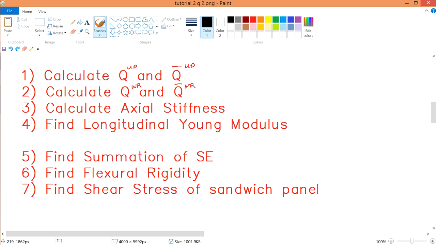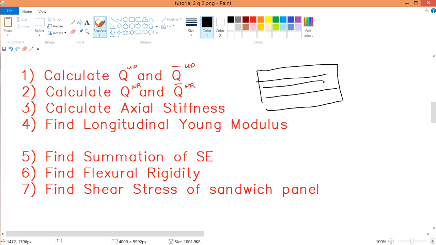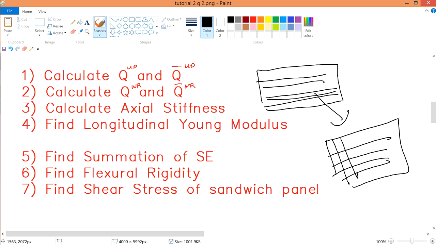As mentioned in the previous video, we talked about calculating the stiffness matrix Q in terms of the unidirectional composite. We first calculate this unidirectional composite, then after that, we use a certain equation to convert it to a woven roving type of material. Then we're going to use it, which is the second one. So we calculate the woven roving one.